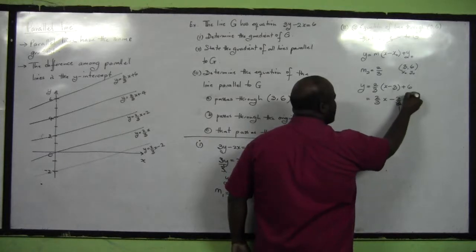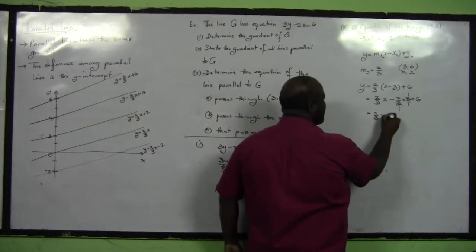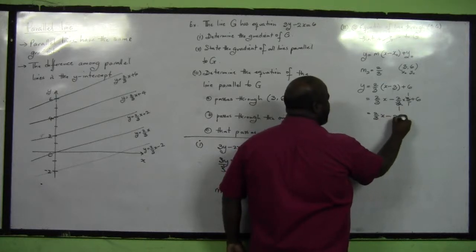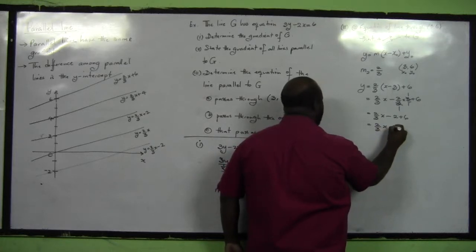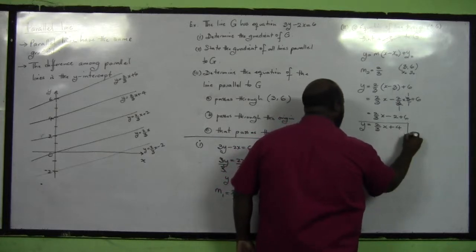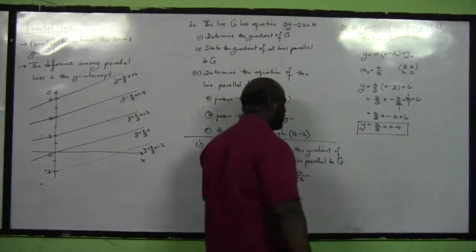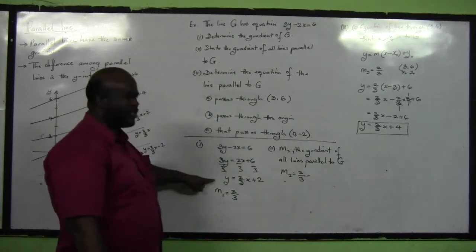3 into this is 1, 3 into this is 1. 2/3x minus 2 plus 6. This is 2/3x minus 4 plus 4, wait, 2/3x plus 4. This is the equation of the second line. Now, this is the second line and this is G.